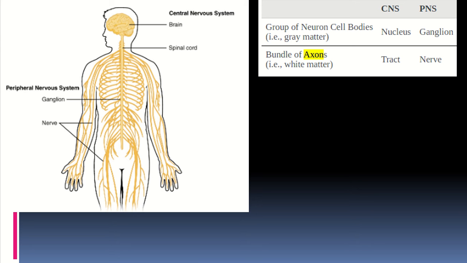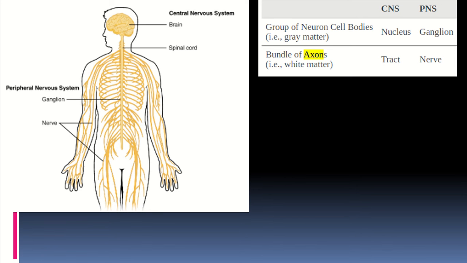For the central nervous system or the peripheral nervous system, the nucleus or the ganglion is essentially where a large collection of neuron cell bodies are, whereas tract or nerve is essentially where there are a bundle of axons. Now, axons can be called white matter, whereas gray matter is what a group of neuron cell bodies are.